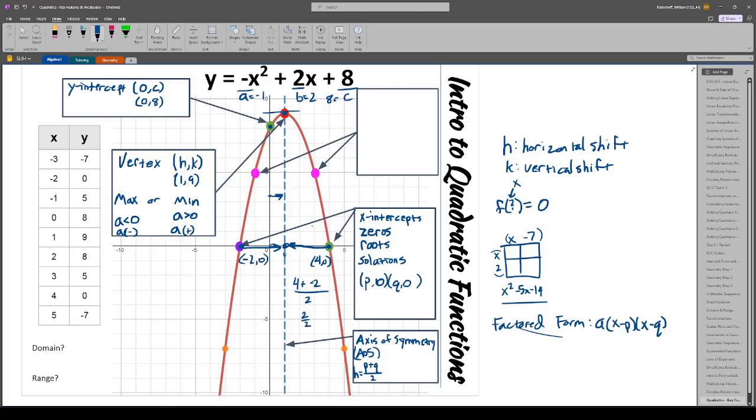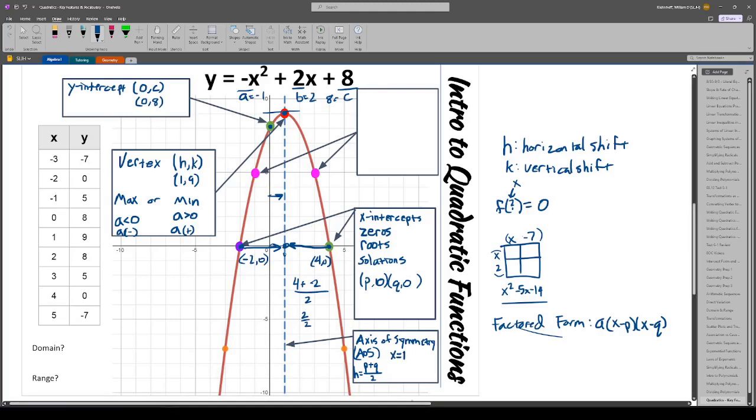We always write the axis of symmetry as an equation of a line. So here we would write x equals 1 being the axis of symmetry. It's never enough just to put a number. We need an equation because it's a whole line, not just a single value.